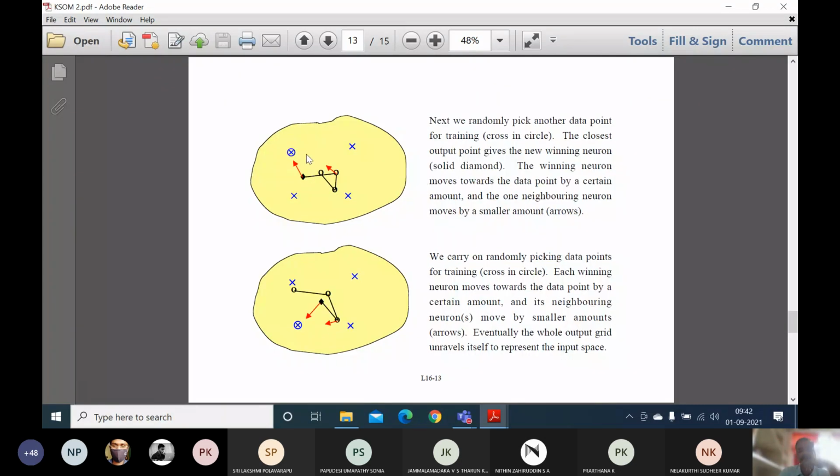And next we randomly pick this. For this, it may be considered as the closest output point. So this may be moving towards this, and the nearby neighboring point also will be moving towards this.